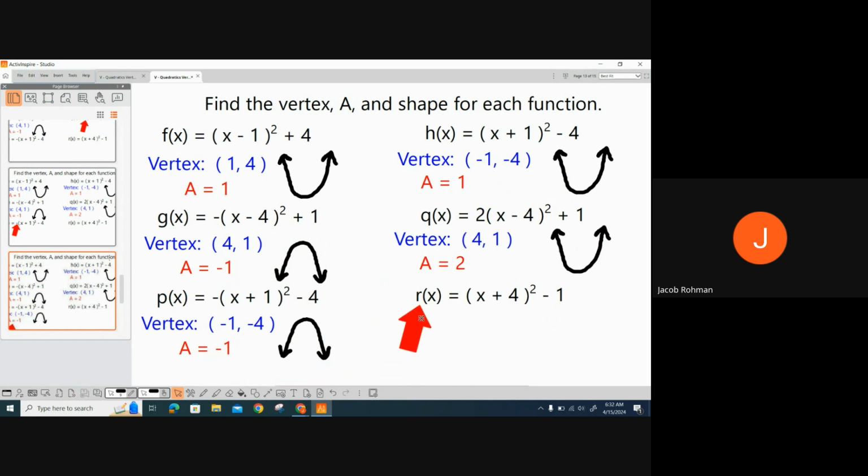And then lastly, r of x, we're going to say the vertex is at (negative 4, negative 1). Okay, so again, when it's x plus the number, we're going to actually take the opposite of whatever this number is. So in this case it's going to be negative 4. And then we know that a is positive 1 here. And since a is greater than 0, we're going to be using an upward-facing parabola. So here we have the vertex (negative 4, negative 1), a is 1, and then upward-facing parabola.